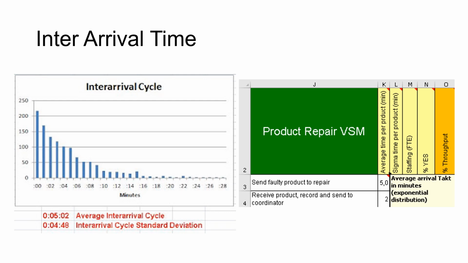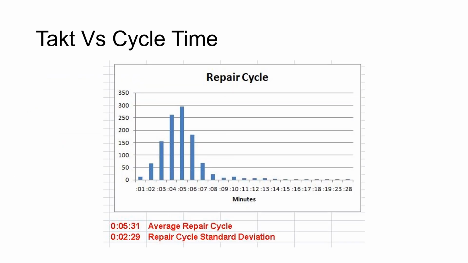Looking at the inter-arrival times histogram, we notice they follow an exponential distribution, something quite typical, while operation times are close to normal distributions. From this analysis, we can enter average inter-arrival time in cell K3. To have a balanced line, cycle time of every step should be below tact time, the inter-arrival cycle. Average measured repair cycle of 531 is a bit larger than the target of 502, which is the tact time defined by the average inter-arrival time.